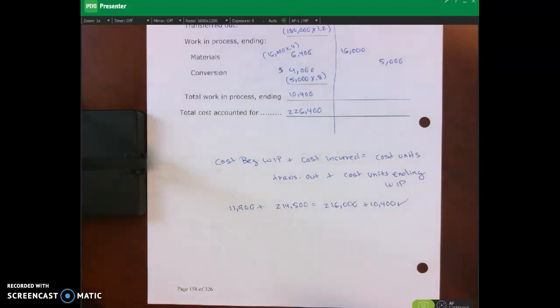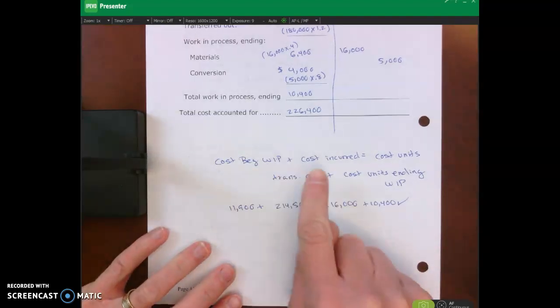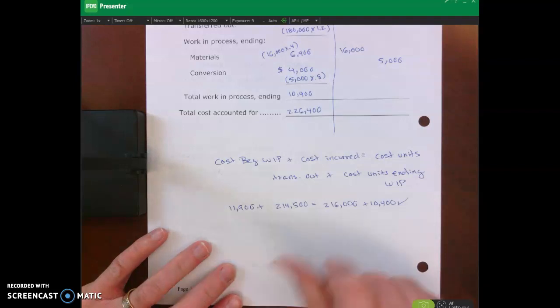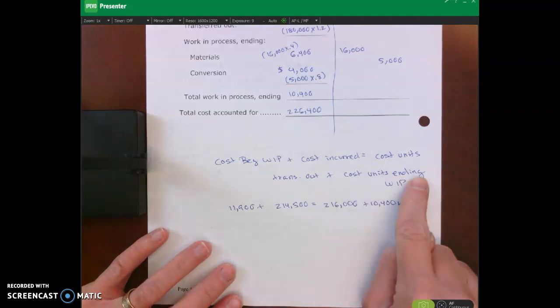So if we look over here at our cost reconciliation formula, this is on page 158 of your course pack. You can see the cost reconciliation formula has the cost in beginning WIP plus additional costs incurred will equal the cost of the units transferred out plus the cost of units in ending WIP.